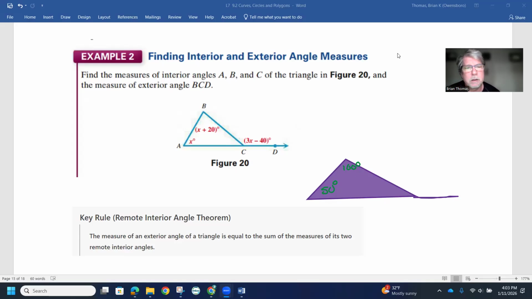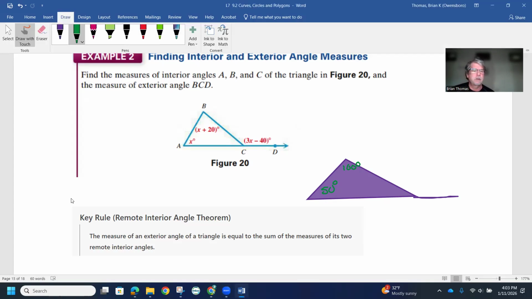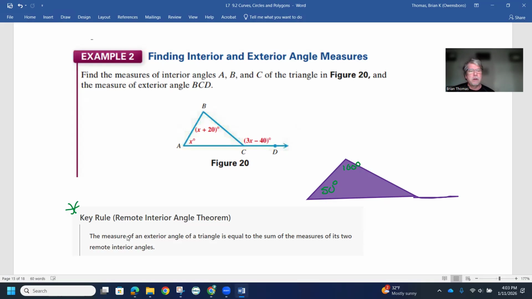So combining some algebra and some geometry together, one of the examples you may come across in your homework is finding interior and exterior angle measures. There is a rule in geometry that says the measure of an exterior angle of a triangle is equal to the sum of the measures of its two remote interior angles.